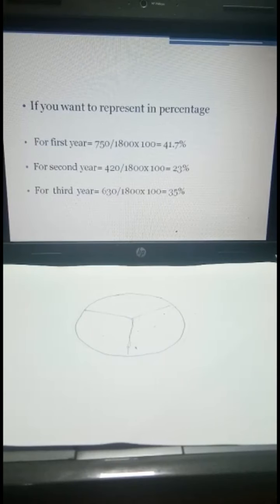As we discussed, we can present the same information in the form of percentages. So instead of taking the 360 degrees that we used to calculate the angle, we should take the percentage, which is always out of 100. So we calculate the percentage for the first year, that is the class frequency divided by total frequency times 100, and we proceed the same way for the rest of the years.